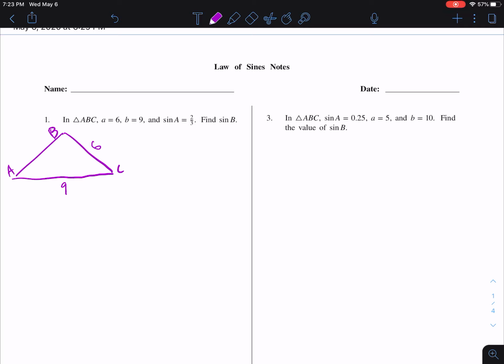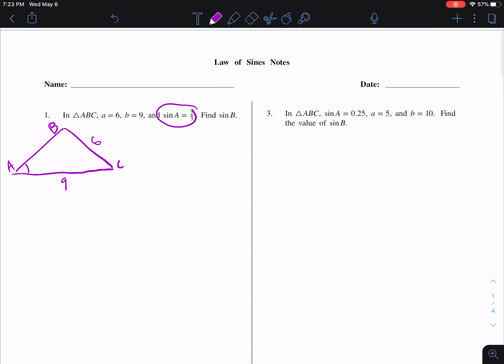Okay, so because they only gave us a and b and then they talked about the sine of A, I'm not going to mark this angle here as 2/3, because they didn't say angle A is 2/3. They said the sine of A is 2/3. So for my law of sines here, I want a over the sine of A equal to b over the sine of B. And so I'm going to plug in a as 6, and the sine of A is 2/3, meaning I'm just plugging in a 2/3 on the bottom. b is 9, and they're asking me for the sine of B.